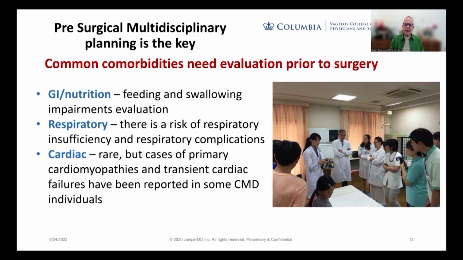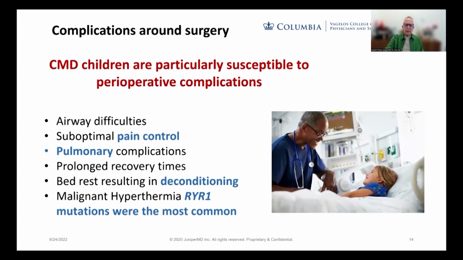Pre-surgical multidisciplinary planning is key for successful surgery. So common comorbidities need to be evaluated prior to surgery, including GI nutrition problems and respiratory problems, and more rarely, cardiac comorbidities. CMD children are particularly susceptible to perioperative complications, so we need to be on guard for airway difficulties, suboptimal pain control, and pulmonary complications. Sometimes prolonged recovery times can result in deconditioning. Malignant hyperthermia is also a problem in certain kids with CMD.